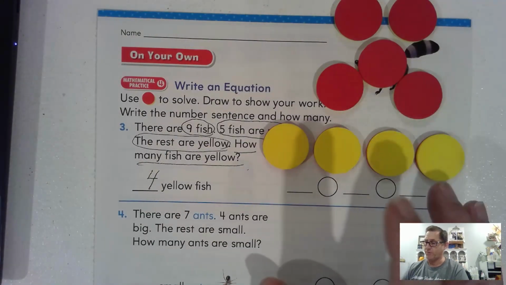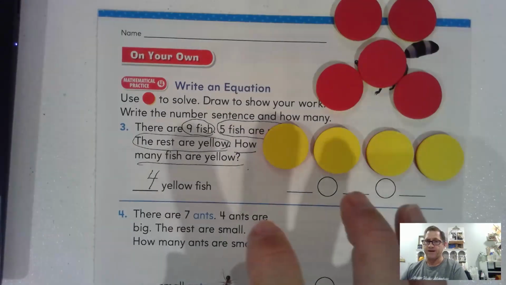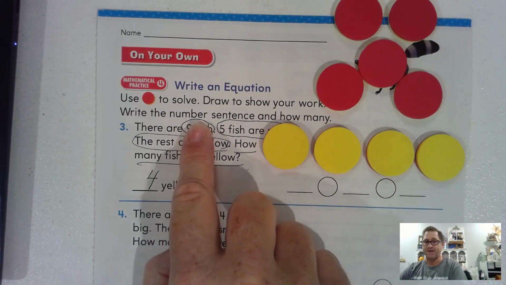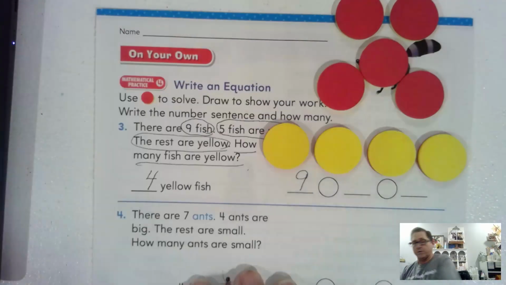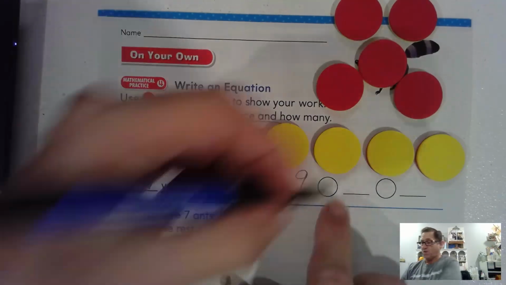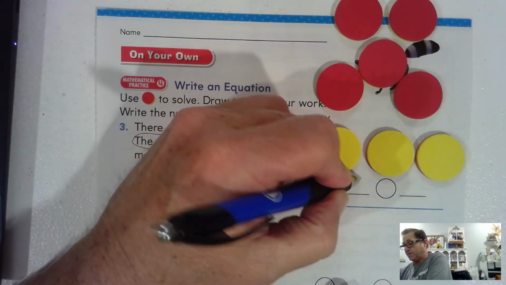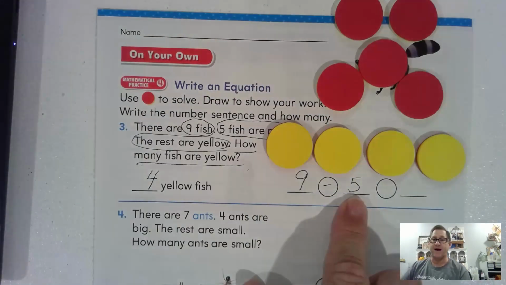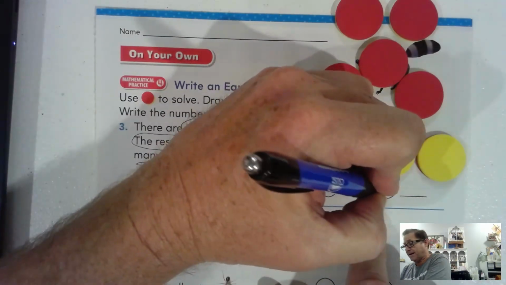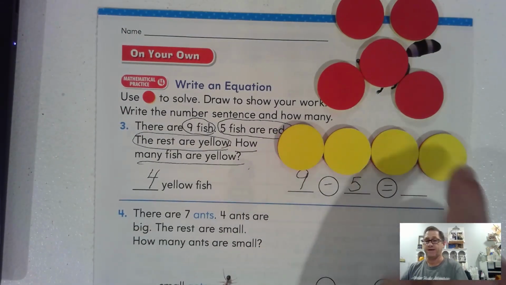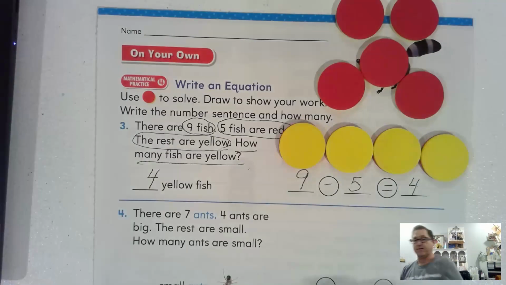Now let's think about what we had. We started with 9 red counters, right? To represent the 9 fish. That was our whole amount. We took away the 5. We took away the 5 red fish, and that gave us the number of yellow fish. 1, 2, 3, 4 yellow fish.